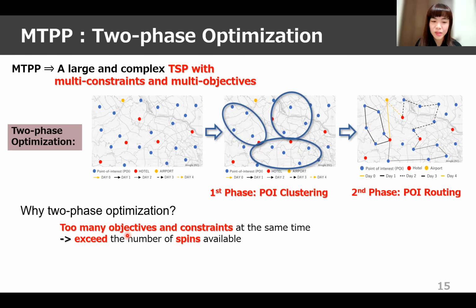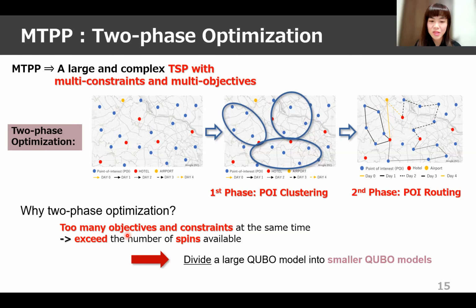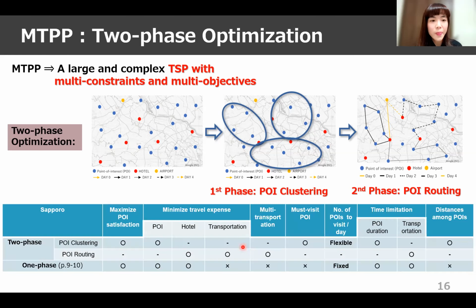So if we would like to solve the spin issue, it is kind of straightforward to divide a large QUBO problem into 2 or 3 QUBO models and solve them one by one. By doing this with those small QUBO models, the number of spins required won't go beyond the size of spins currently available. And here we summarize the difference between the two-phase and the one-phase methods.